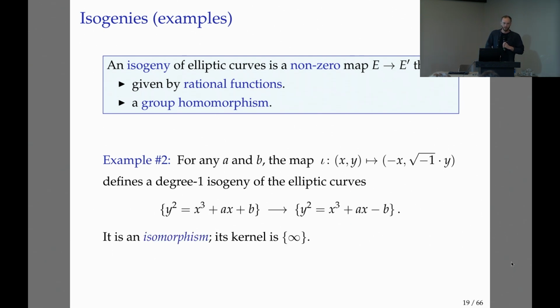In addition to these general random-looking isogenies, many curves also have more special isogenies associated to them. This is an example of one such thing. Here we look at a general elliptic curve y squared equals x cubed plus ax plus b. It's the general form, and then we can look at the map that takes x to minus x and y to square root of minus 1 times y. So this is an example where you might need to extend the base field to get the square root of minus 1. And then again, you can verify that this maps it to this other curve.